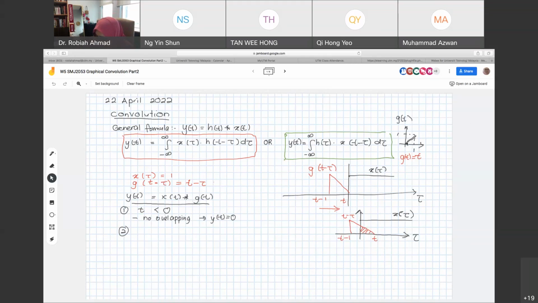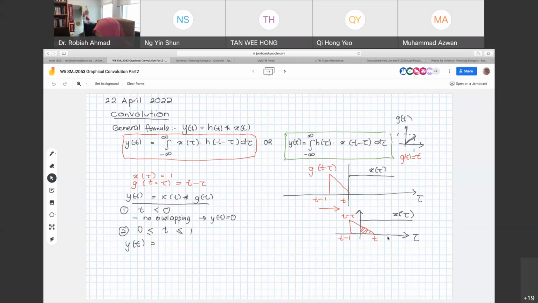So the next phase that we're looking at is between t equals 0 and 1, when it starts overlapping. Now it is partially overlapping until it will fully overlap with one another at t equal to 1. So therefore we look at the time between 0 to 1. Okay, so what is y(t)? Partially overlapping. What is the limit?